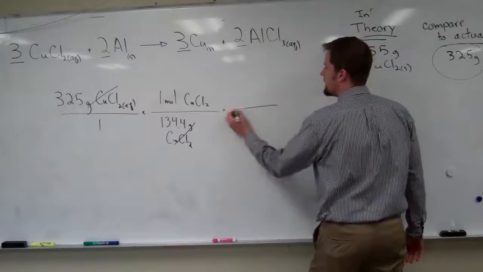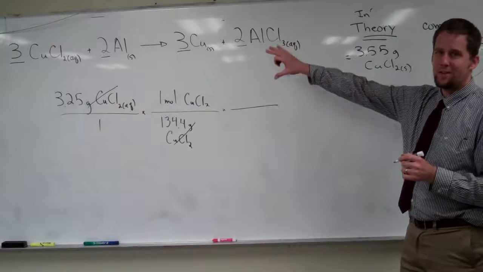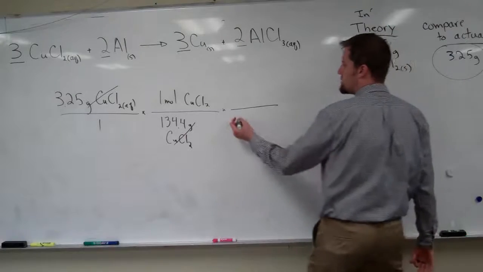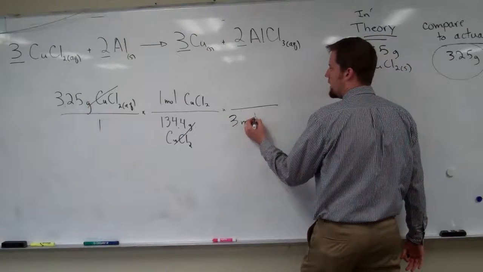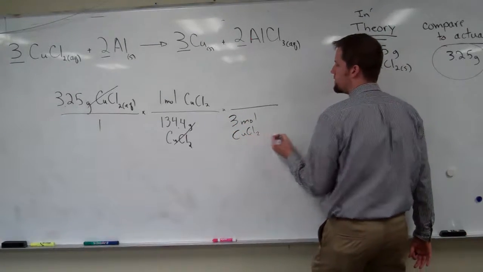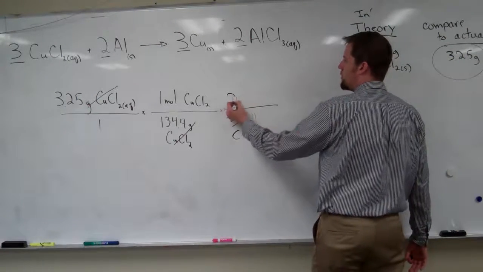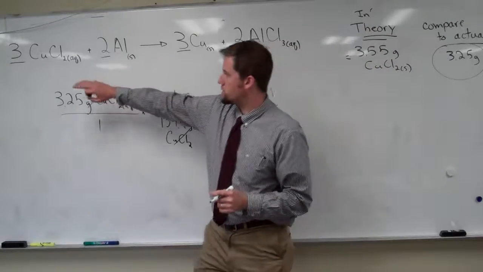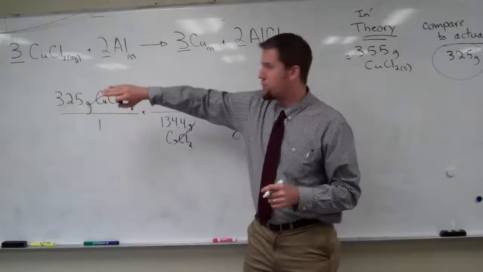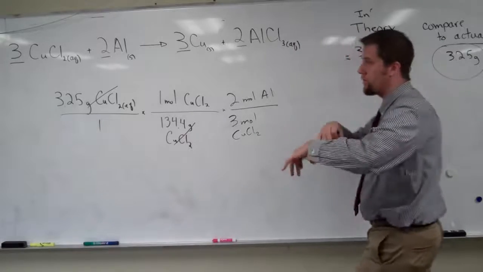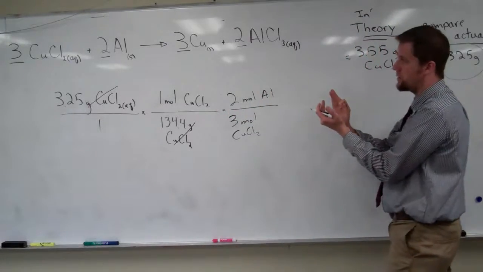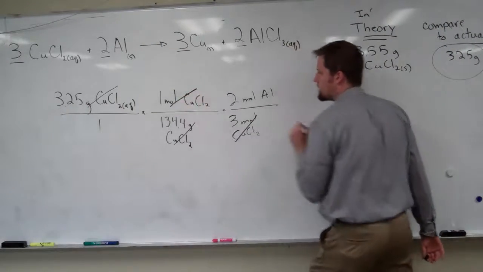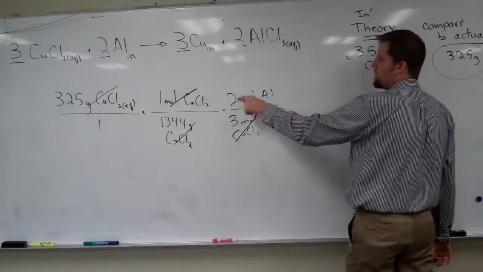All right? So I look to my equation. You always want to look to your equation and say, what does my recipe or my equation tell me? It tells me that for every 3 moles of copper chloride, I need 2 moles of aluminum. Again, that's just reading right off of here. So 3 moles of copper chloride are needed for every 2 moles of aluminum, or 3 parts copper chloride for every 2 parts aluminum. Alright, so I do that now, and that cancels, and I'm now in moles of aluminum.